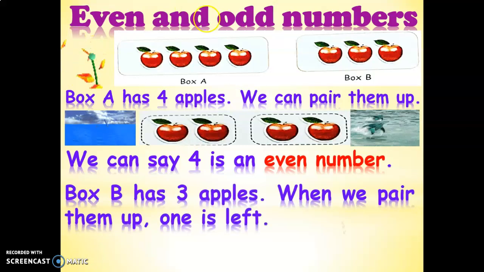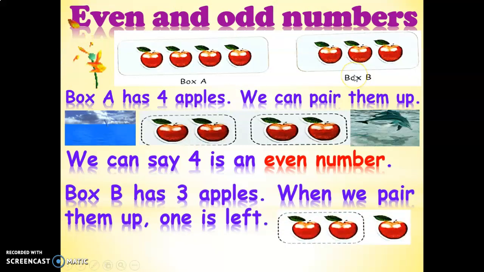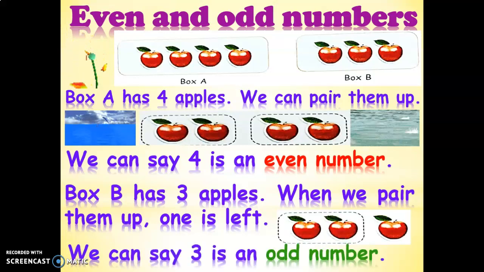We can say that 4 is an even number. Now, box B, however, has 3 apples. When we pair them up, 1 apple is left. So if we pair 3, to make a pair means to have a group of 2 objects. 1 pair has 2 apples, and 1 apple is left without a pair. We can say that 3 is an odd number.